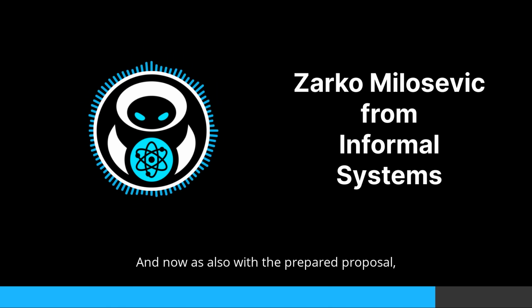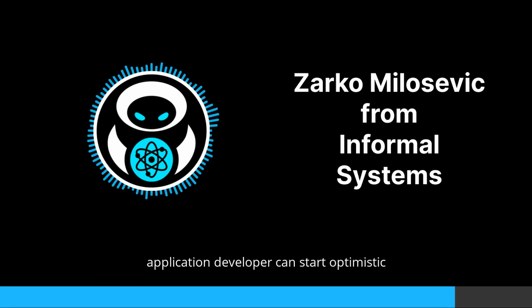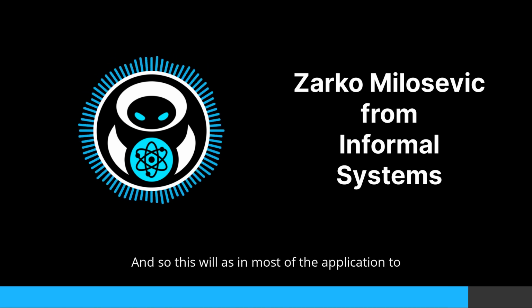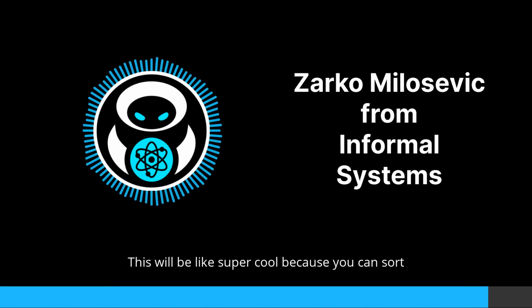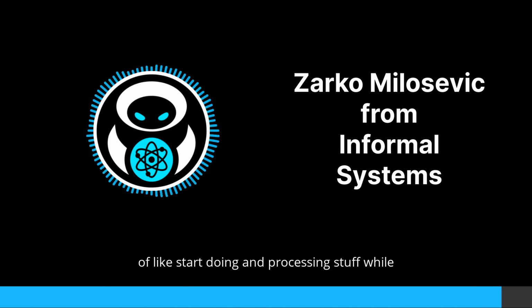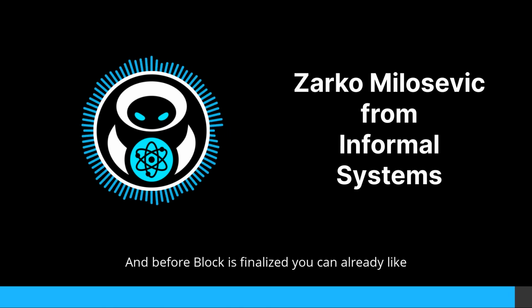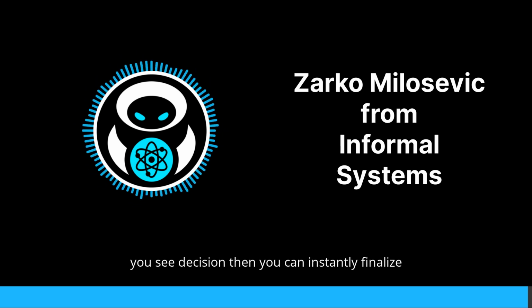And now, as also with prepare proposal, the application will be aware of the block candidate, and the application developer can start optimistic execution in parallel while ordering. In most applications, to the best of my knowledge, the Consensus Engine is not the bottleneck. This will be super cool, because you can start processing while consensus is progressing. And before a block is finalized, you can already prepare the new state. Then when you see the decision, you can instantly finalize the block.